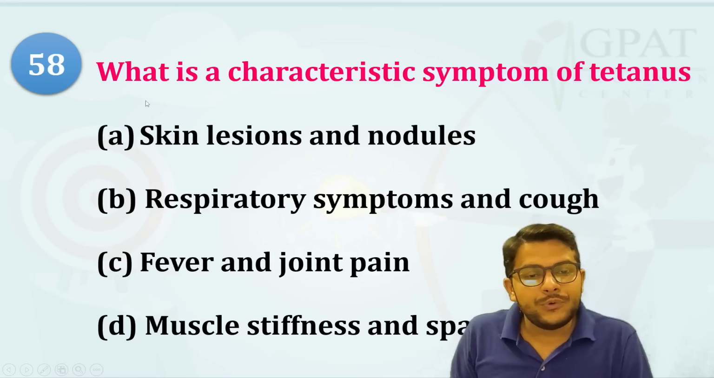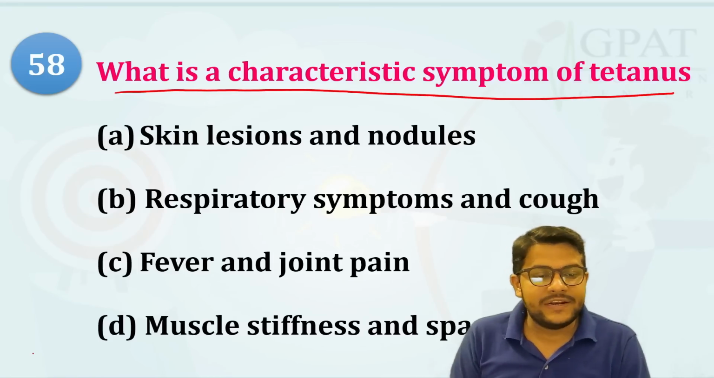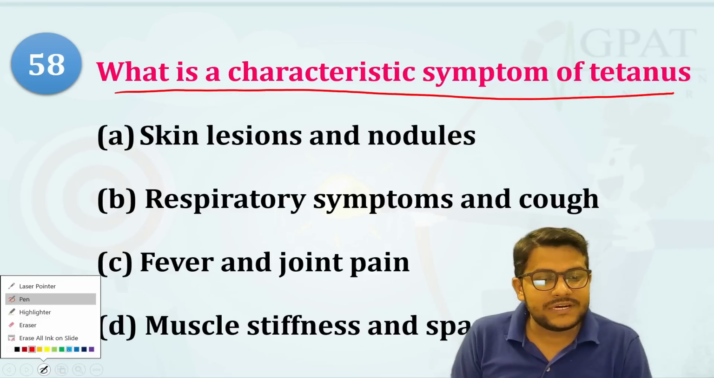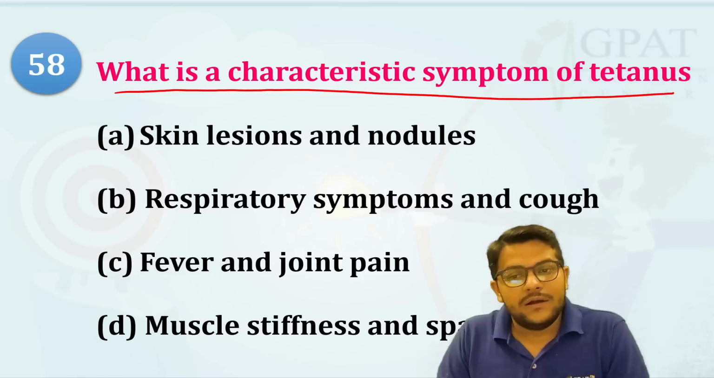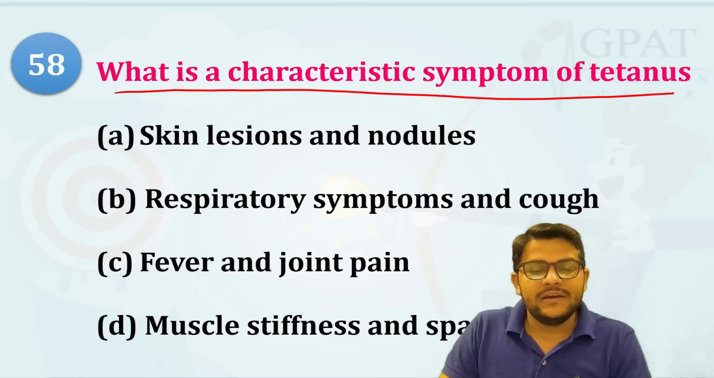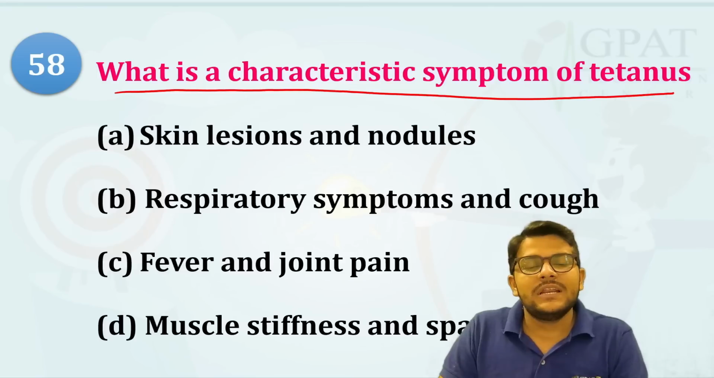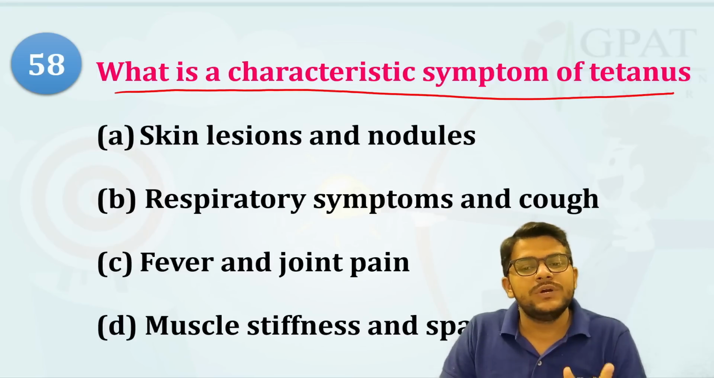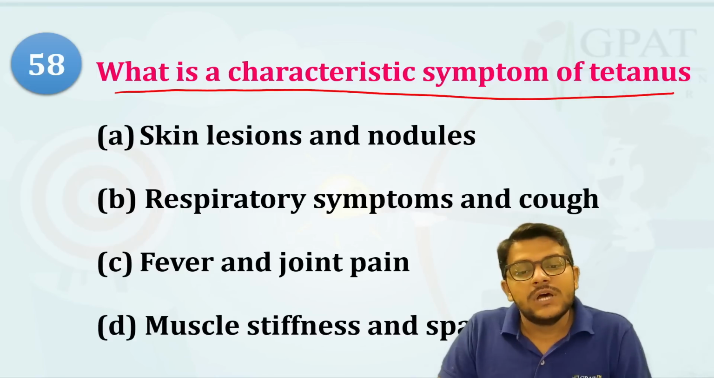Next question for you: which are the characteristic symptoms of tetanus? Characteristic symptoms of tetanus. As you know, we have tetanus, and we have the tetanus vaccine, which is basically tetanus toxoid. So in your examination you have two toxoids: one is tetanus toxoid and the second is diphtheria tetanus.